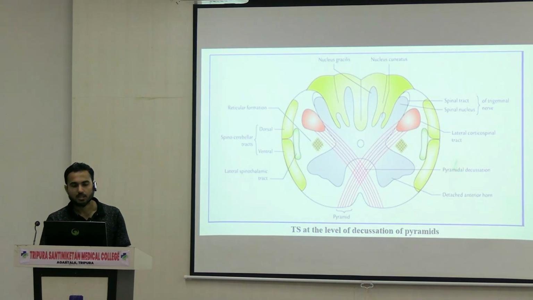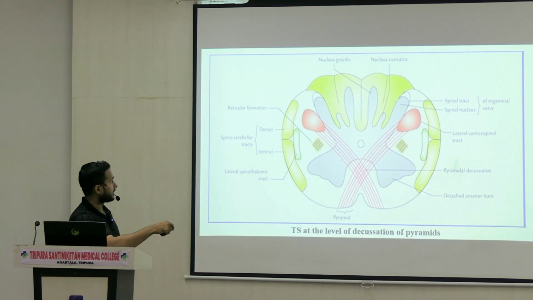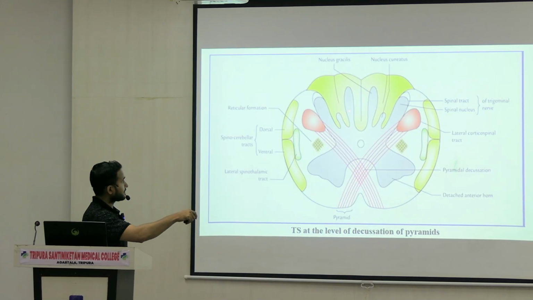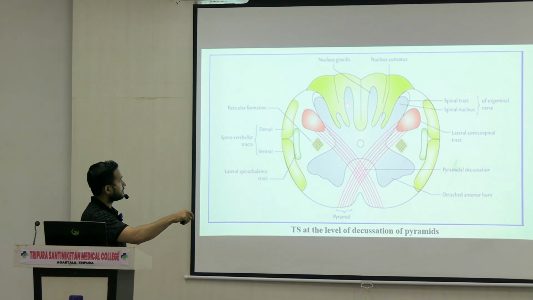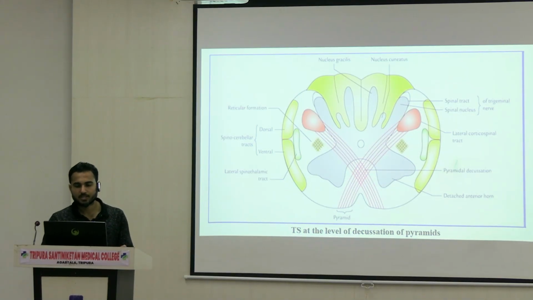First of all, you can see the nucleus gracilis and nucleus cuneatus appear as narrow strip-like projections from the posterior aspect of the gray matter. Nucleus cuneatus and nucleus gracilis can be seen very easily.